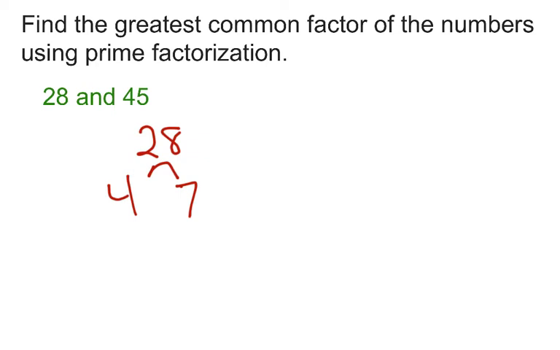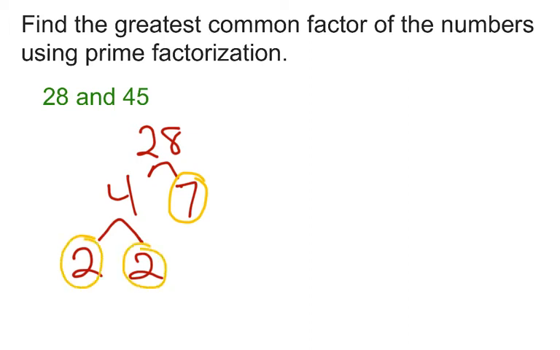There, of course, is another way. You could have just said 2 times 14 and split it up further, but I'm just going to start with 4 times 7. Once you get there, circle your prime numbers, and you can highlight it too if you like. For some people, that's more helpful. Now, 4 is composite, so we need to break that up into our prime numbers, which is 2 times 2. So that's our prime factorization of 28.